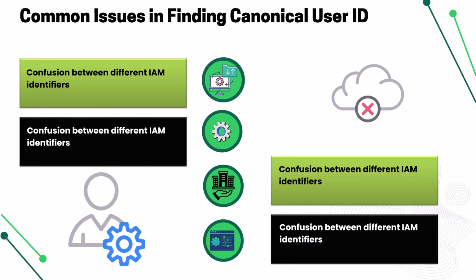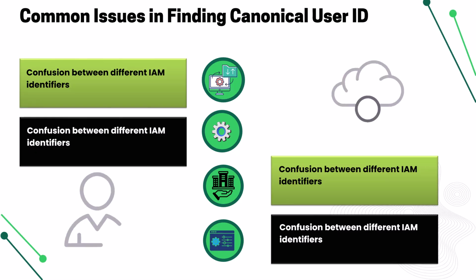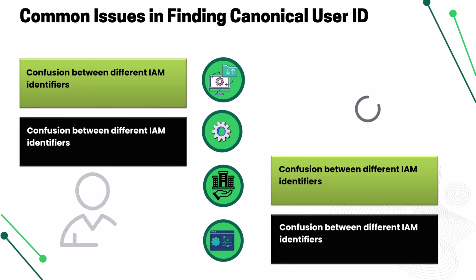Finding the Canonical User ID can feel like searching for your keys in the dark. First, don't mix up IAM identifiers. Each has its own purpose. The AWS console doesn't always make things easy, so be prepared for some detective work. Documentation can be inconsistent, so cross-check multiple sources. And if you're managing multiple accounts, mapping user IDs can be tricky. Think of it as untangling a bunch of headphone wires.